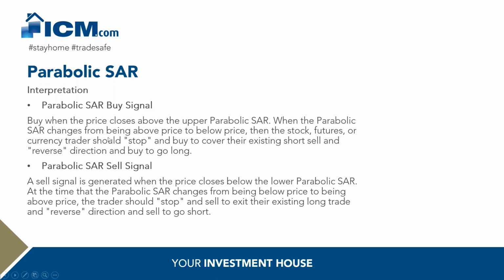When the parabolic SAR changes from being above the price to below the price, then in the case of any stock, futures market or currency trade, you should put a stop and buy to cover the existing short position when it gets reversed. That's what I'm saying. When a reversal happens and a signal shows on the parabolic, it's in very simple terms.